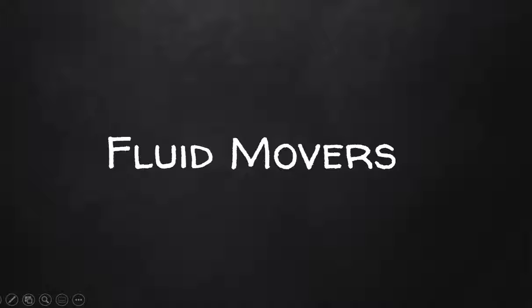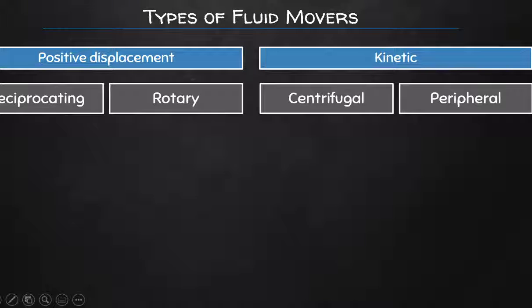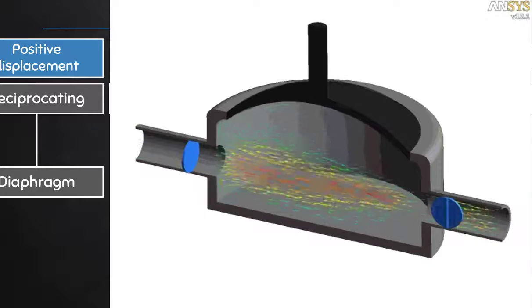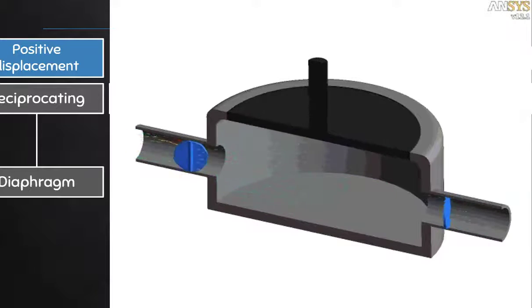In this lecture we will cover fluid movers. Fluid movers generally fall into two categories, namely positive displacement fluid movers and kinetic fluid movers. The positive displacement fluid movers achieve flow through either reciprocating or rotational actions, while kinetic fluid movers make use of centrifugation or peripheral action.